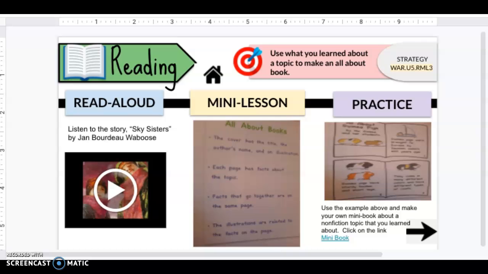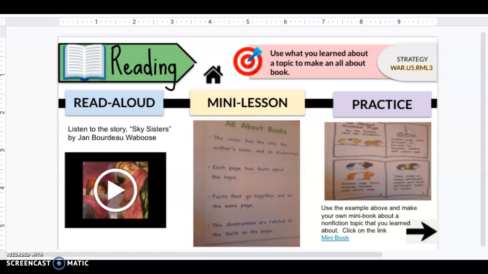So we've been learning about nonfiction books. We've been talking about topics. As you read, it is good to look at the book and see what the topic is about, but also use what you learn about a topic and make an all about book. So today we're going to be talking about making a mini book.